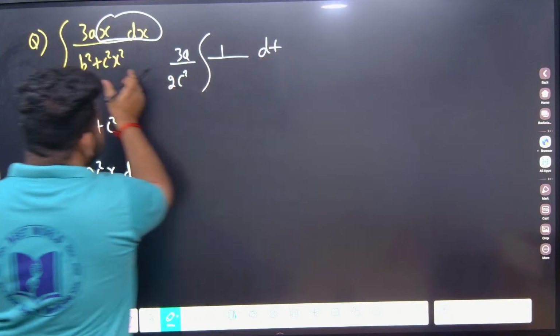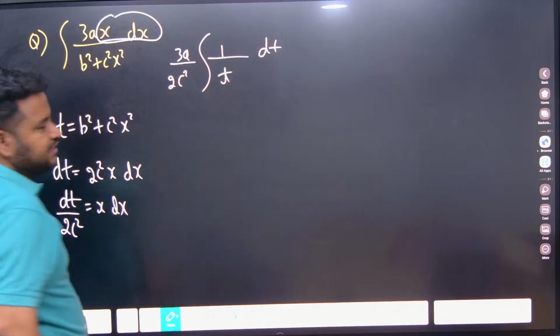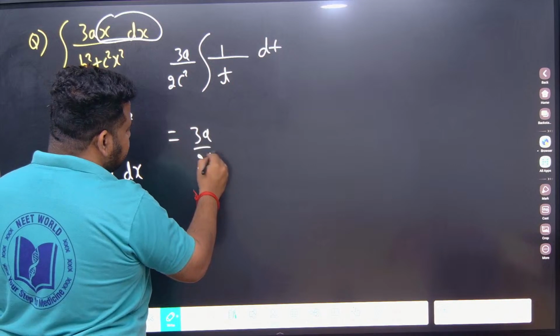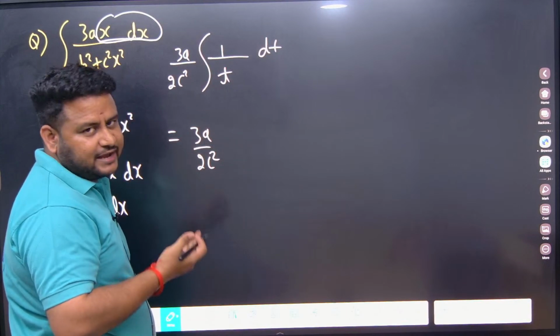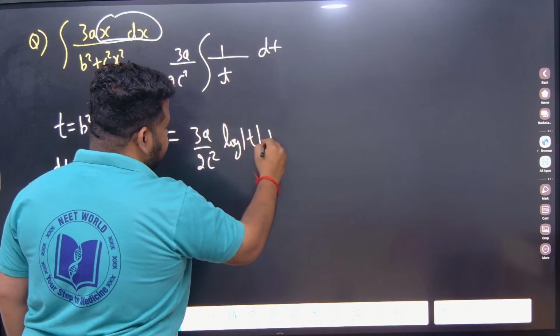So this will become 3a by 2c square into the integral of 1 by t dt, which is nothing but log mod t plus c.